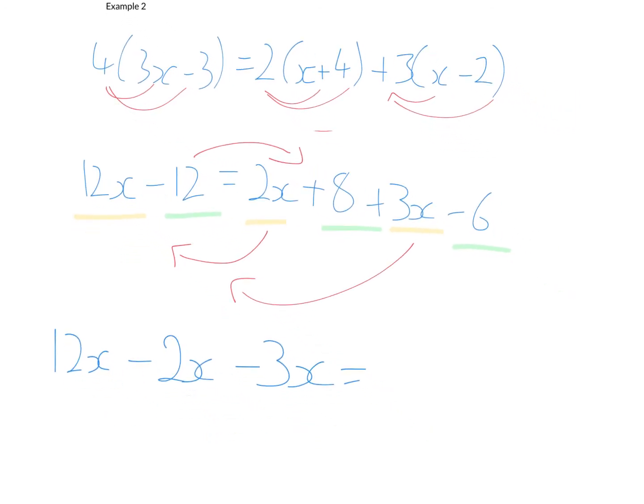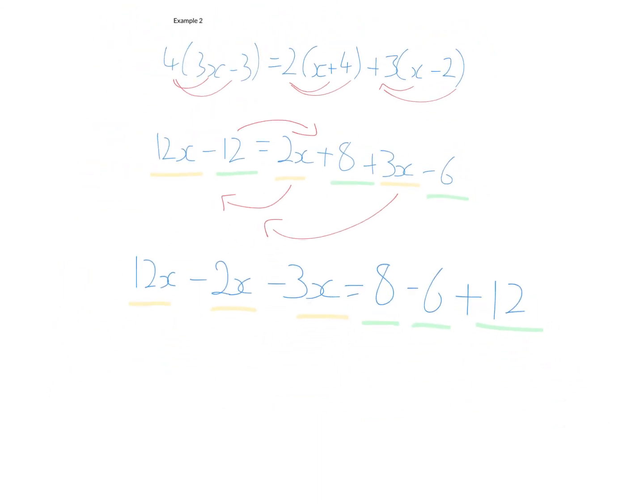Then on the right hand side, our 8 can stay where it is. Our minus 6 can stay where it is because it's on the right hand side. And our minus 12 is going to change over to the right hand side, so it's going to become a plus 12. So again, we can see now that all the x terms are on the left hand side. All the regular or constant terms are on the right hand side. And again, anytime we switch something over, it changes its sign. So for example, the 2x changed to a minus 2x. And our minus 12, when it changed over, changed to a plus 12.